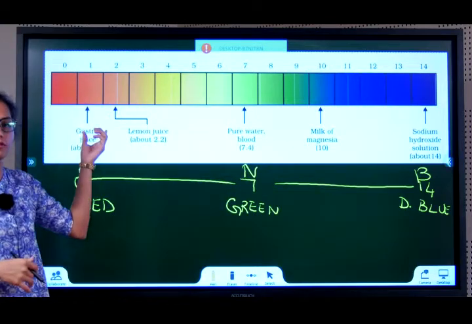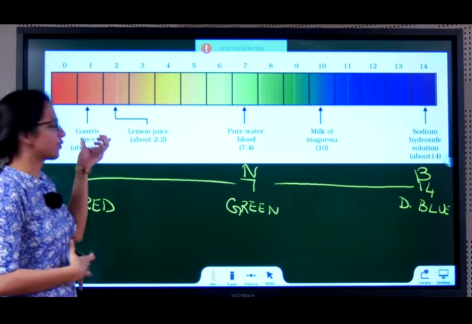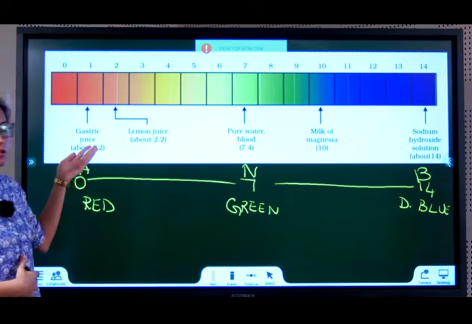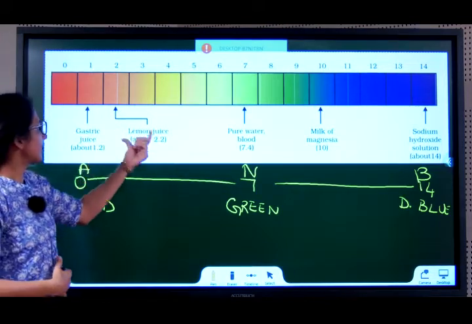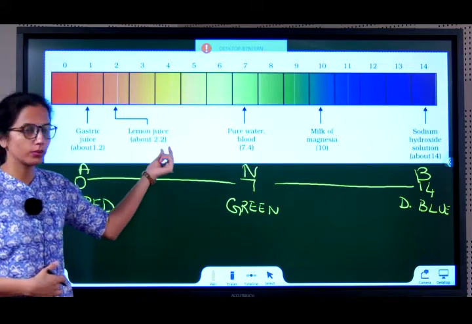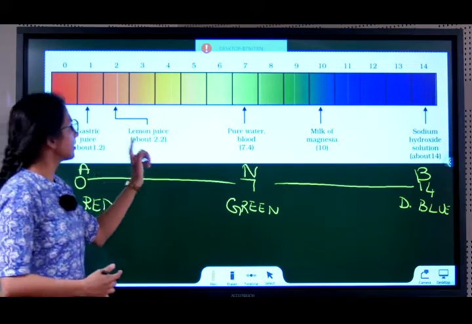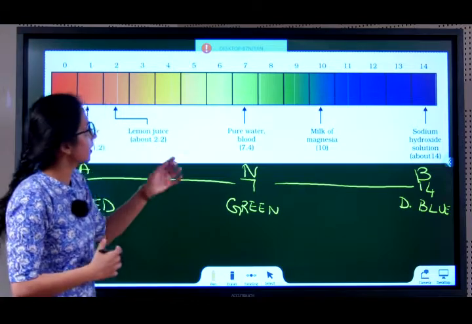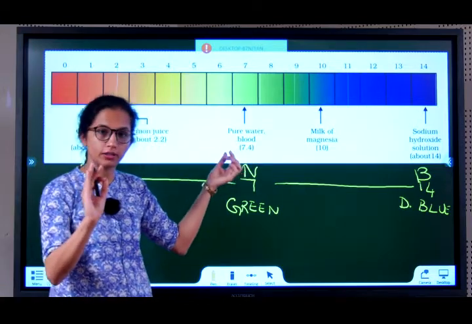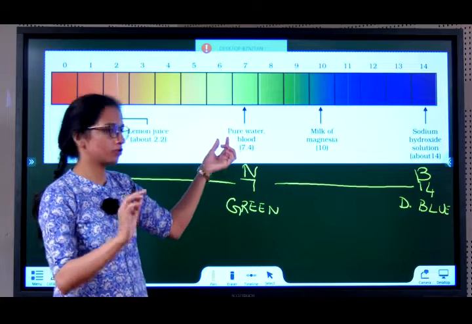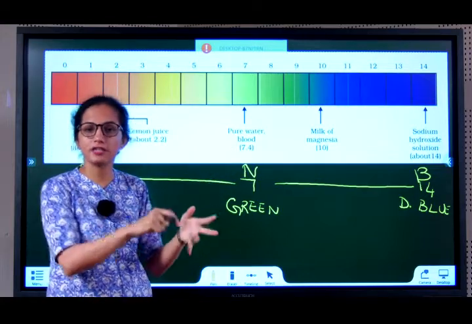Few examples given in your textbook are gastric juice. What is gastric juice? The acid produced in your stomach, highly acidic, around 1.2 pH. Lemon juice, 2.2. It has citric acid in it. The pH is again strong. Water, pure water. It's pure water, you cannot use contaminated water or water that has salts in it.